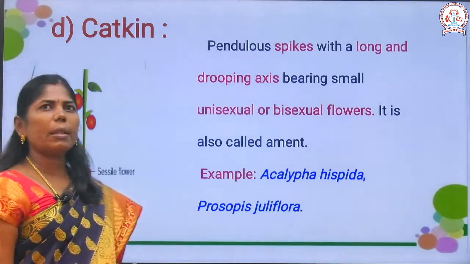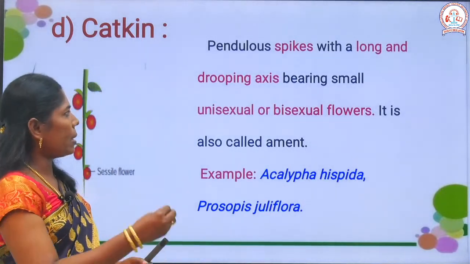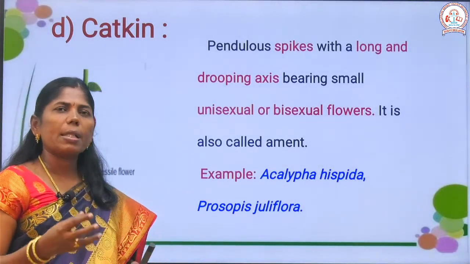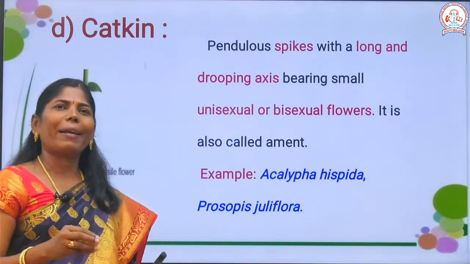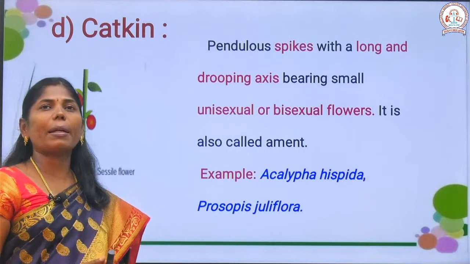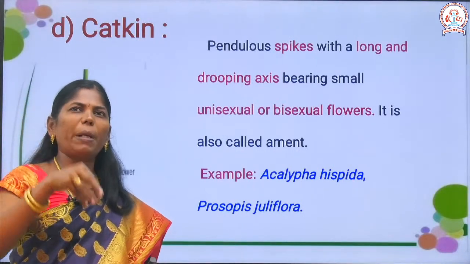So next one is Catkin. Catkin is, for example, Acalypha indica. குப்பை மேனி பார்த்திருக்கீங்களா, அதில் இருக்கக்கூடிய அந்த இன்ஃப்ளோரசன்ஸ் அப்படியே வால் மாதிரி தொங்கிக்கிட்டு இருக்கும். That is a Catkin inflorescence. That's pendulous. Pendulous னா அப்படி தொங்குது இல்லையா, அதான் pendulous spikes.